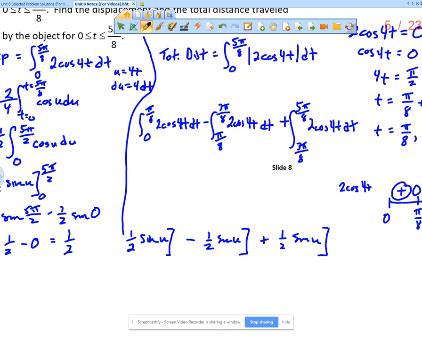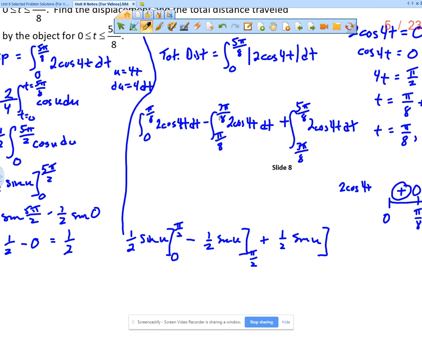Now, I didn't write the limits. Why? Well, remember, these limits here are t's. So now we need to think about it with u substitution. If t is 0, u is also 0, so this is 0. If t is pi over 8, then 4 times pi over 8 is pi over 2. The next one, pi over 8, we already got that. That's pi over 2.